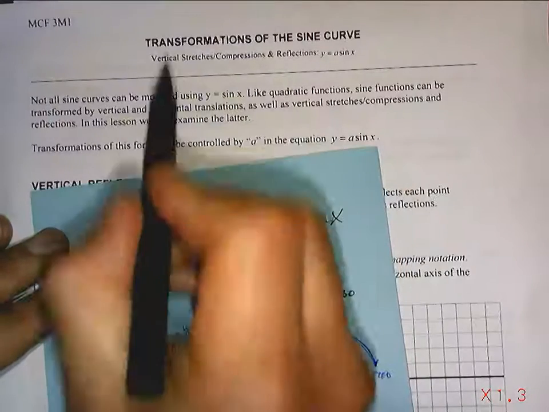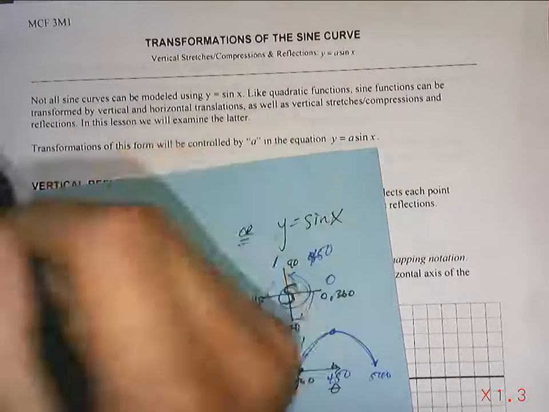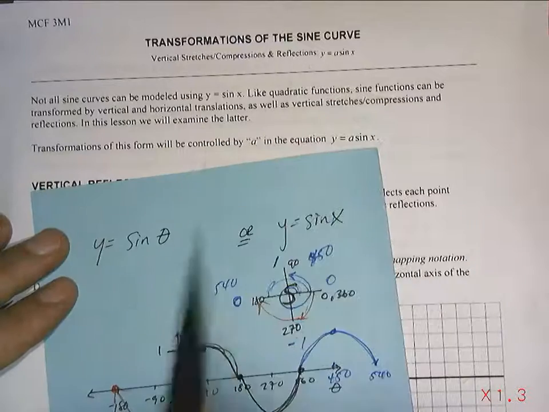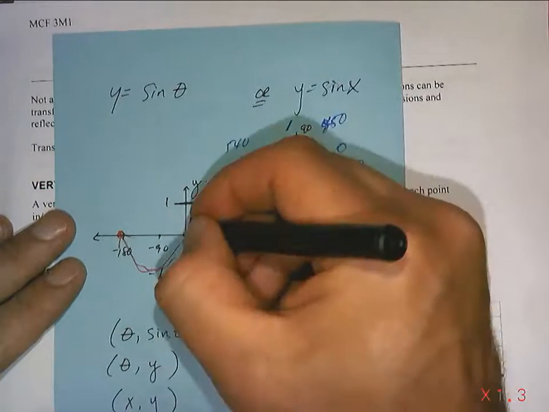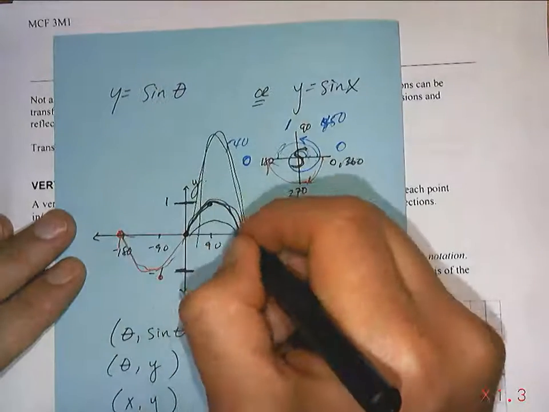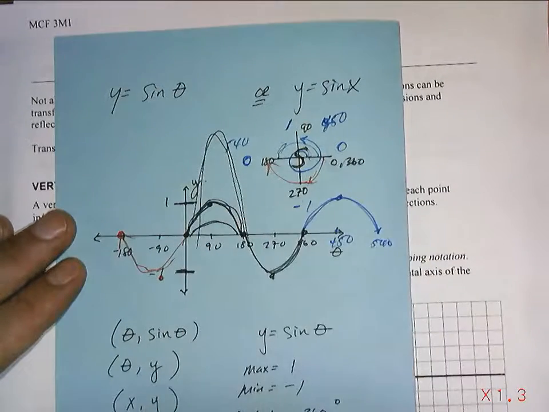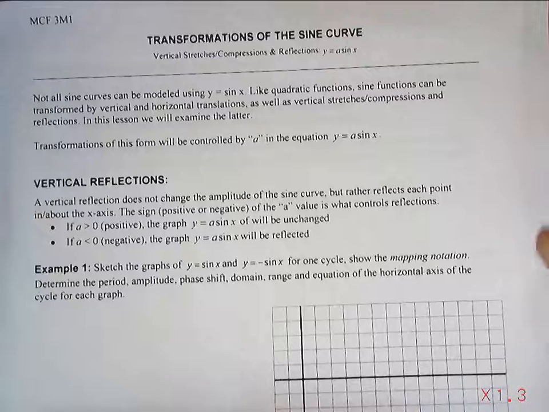So today we're going to be talking about transformations. We're going to do vertical stretches, we're going to do vertical compressions, and we're going to do reflections to this curve. So this curve is going to change. It's going to get vertically stretched. It's going to get vertically compressed. And it's going to get reflected. And we'll talk about what each one of those does in just a moment.